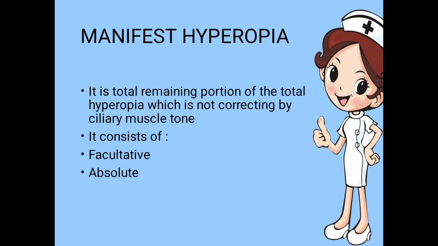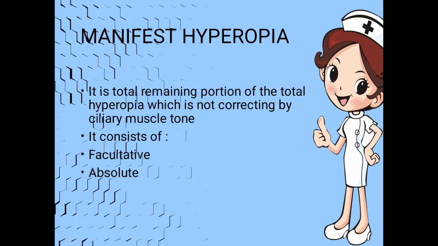Next one is manifest hyperopia. Manifest hyperopia is the remaining portion of the total hyperopia which is not corrected by the ciliary tone of muscles. It consists of two types: the first one is facultative hyperopia and the second one is absolute hyperopia.